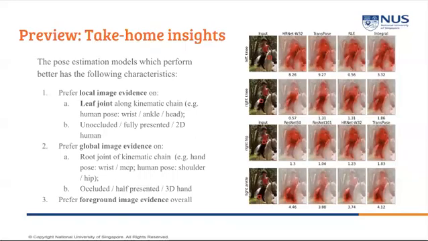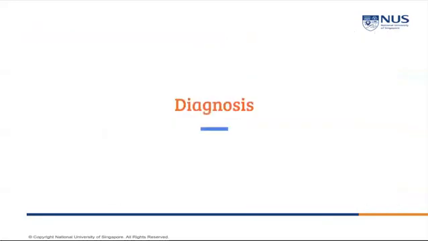We found that the models performing better usually have the following characteristics. They may prefer local image evidence on the leaf joint among kinematic chains, such as the head in human, and those that clearly present the keypoint. On the contrary, global image evidence is more important for those root joints, such as the wrist in hand pose, and occluded keypoints, or those keypoints that require 3D location as final estimation. Overall, they prefer foreground image evidence.